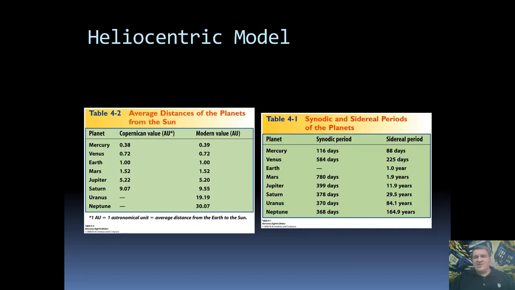Now, one of the things that I mentioned you can do in the new Copernican model is actually figure out the distances from the Sun to each of the planets, allowing you to determine the order. So let's see how good they did.